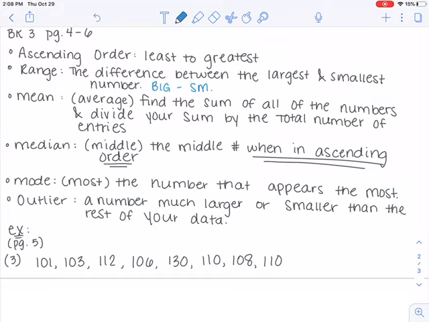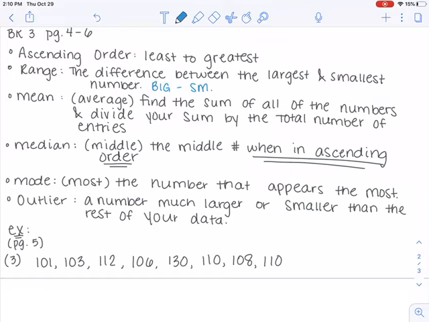And then we also have the outlier, and the outlier is a number much larger or smaller than the rest of your data. So for example, let's talk about test scores. Let's say we all took a test in class, and out of 10 students, 9 of you ended up with an A, but one person ended up with an F. That F would be the outlier, and we wouldn't let that affect our data.